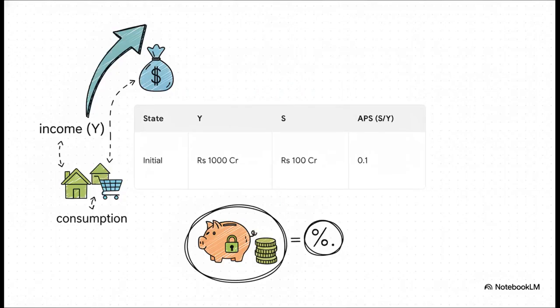Returning to our initial example, total income was 1,000 crore rupees. We knew consumption was 900, which logically leaves exactly 100 crore rupees as total saving. If we divide that 100 crore of saving by the 1,000 crore of income, we get an APS of 0.1. In other words, exactly 10% of the total income in this economy is being safely tucked away into savings.